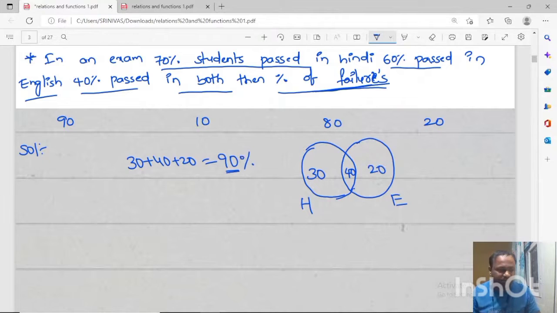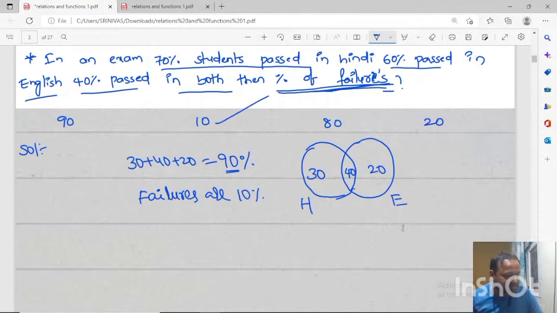90% passed people. Okay. What is the question? What is the percentage of failures? 90% passed means automatically failures will be how many? 10%. Failures are how many? 10%. This will be the correct answer. Okay. So 10% failures are there.